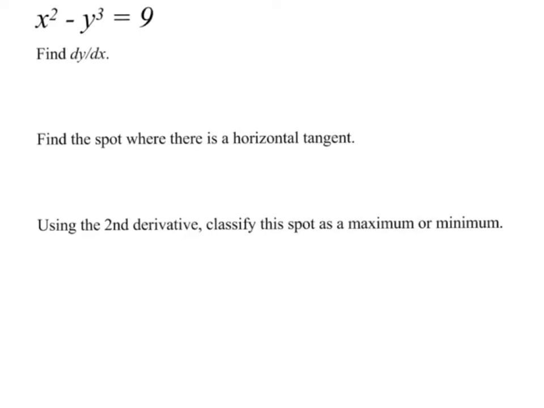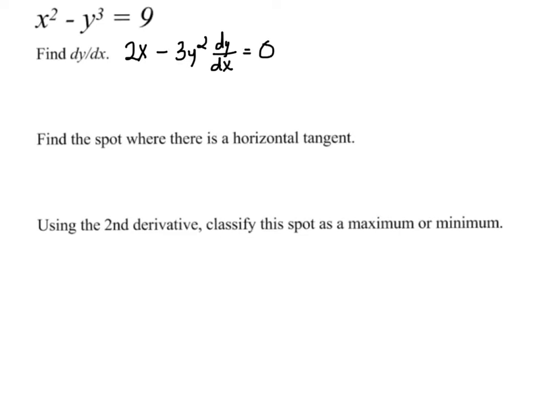In this example, I wanted to again show you why the second derivative test can be really useful when we're doing maxes and mins, especially with implicit differentiation. So if I find the derivative here, the derivative of x squared is 2x. The derivative of y cubed is 3y squared dy dx. And the derivative of 9 is 0.